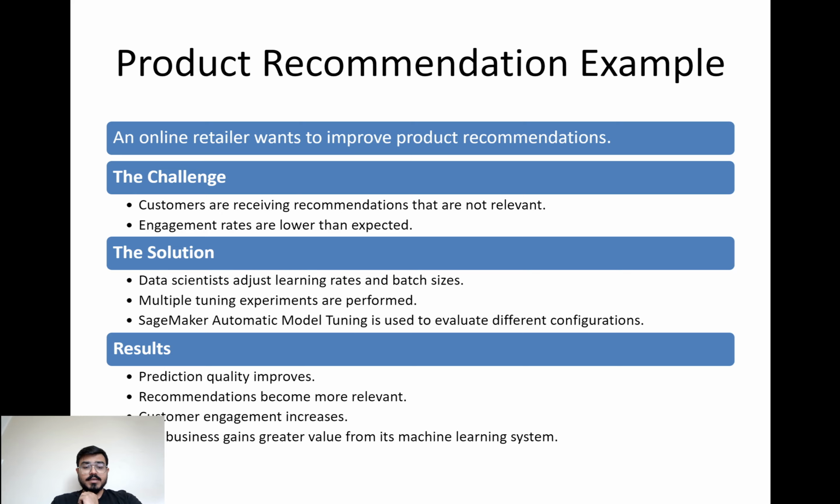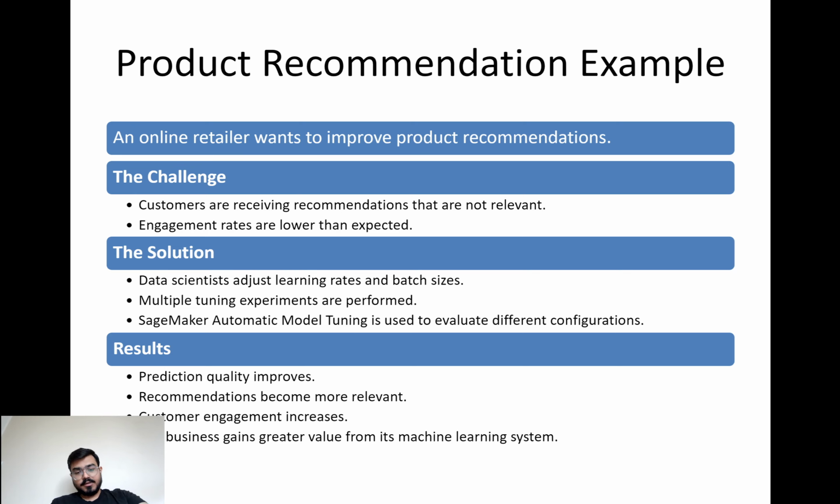To make the process more efficient, the company may use Amazon SageMaker automatic model tuning. SageMaker automatically tests different configurations and compares the results. After analyzing many experiments, the system identifies settings that produce stronger recommendations. Once the improved configuration is implemented, recommendation quality increases. Customers begin receiving suggestions that better match their interests and shopping behavior.